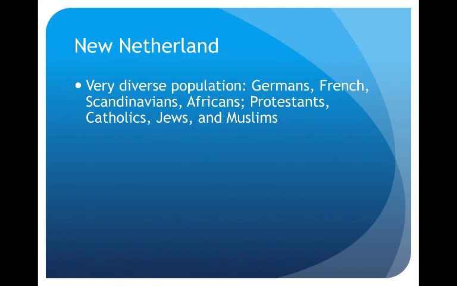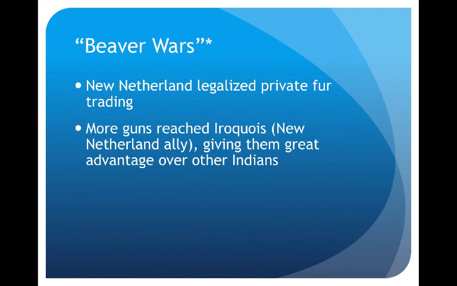New Netherland colony, which is now New York, was one of the more diverse colonies. You had German immigrants, French, Scandinavian, Africans. You also had various religious groups, Protestants, Catholics, and some Jews, and even some Muslims settled there too.